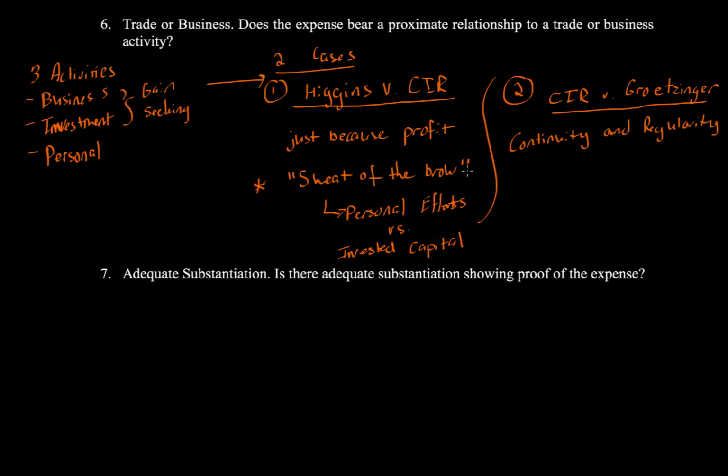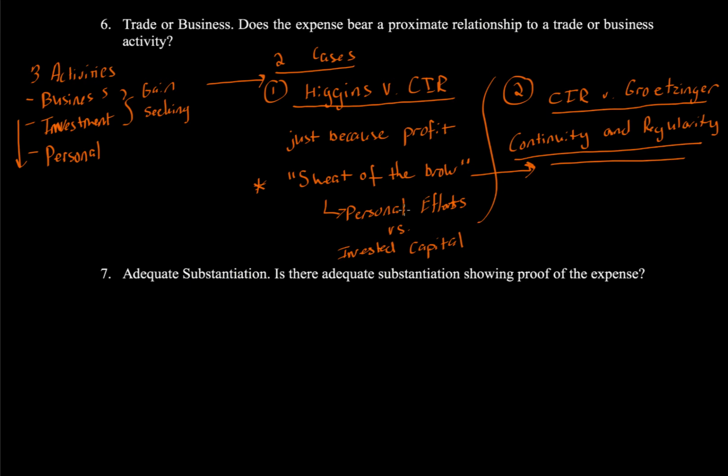So the key is that sweat of the brow notion, and that was continued with regard to the Groetzinger case, but it has to be continuous and regular. If it's not continuous and regular, then it's not considered business activity. Now, if it's not business, you're going to see in the investment and the personal discussion that you can still continue down the line, and you can consider whether it's investment or personal activity. If it's not investment, then personal is basically the fallback. And again, taxpayers, the worst case to be in of these three is personal because it has the most limitations. The general rule is that you can't take a deduction for personal activities.